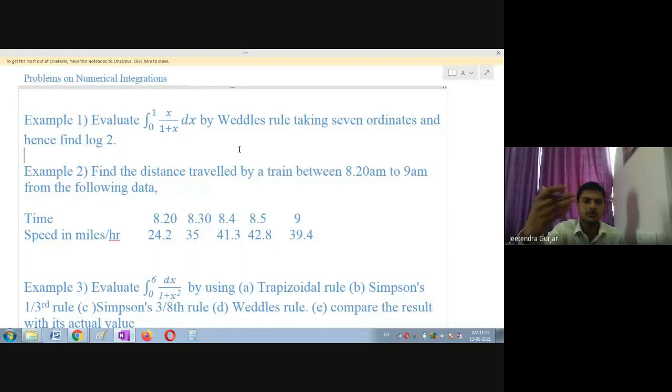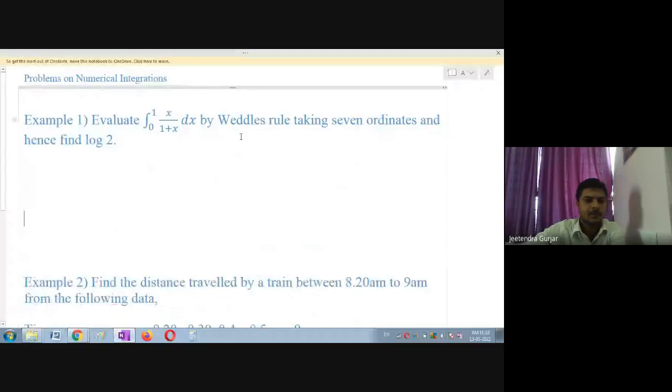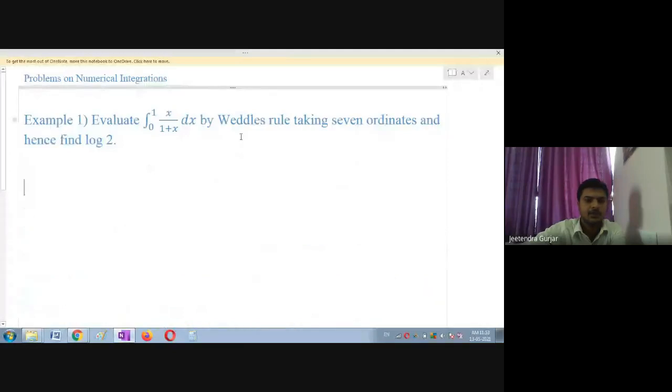So the next example we are going to take, that is the first example: evaluate the integration from 0 to 1 of x upon 1 plus x dx by Weddle's rule, taking 7 ordinates, and hence find log 2. So we will simplify this example, students. So please note down. By using this method, we also find the distances. I will solve that in the next example.